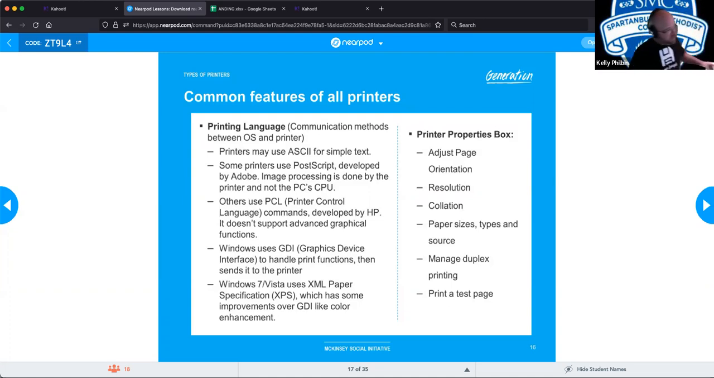Now, when you open up your printer properties inside of Microsoft or what have you, when you're looking at your printer, there are specific properties that are kind of universal. You have adjust page orientation, which would give you your portrait, which is straight up and down, and then landscape, which has your page side to side. Your resolution, how many dots per inch are you looking for, DPI. Collation, does anybody know what collation is? What do they mean by that?